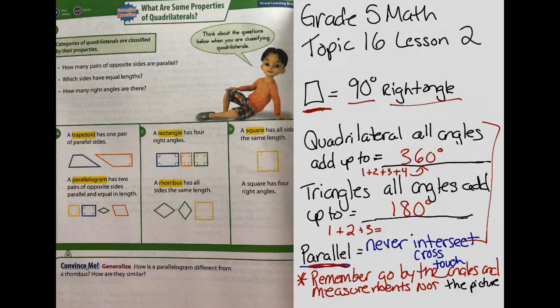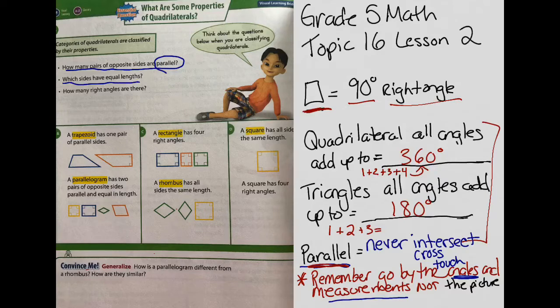And always remember, go by the angles and the measurements, not the picture. The picture may be deceiving and not true for what the question's asking you. Let's look at the textbook page. We're going to look at how many pairs of opposite sides are parallel. There's our vocabulary word we just went over.